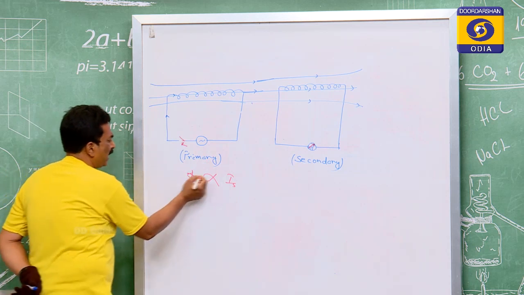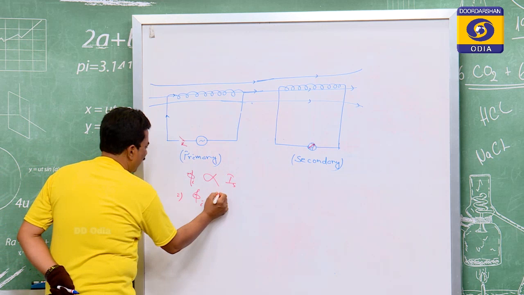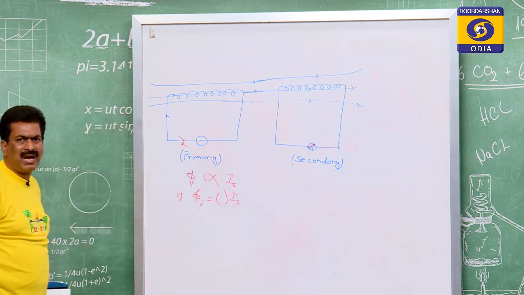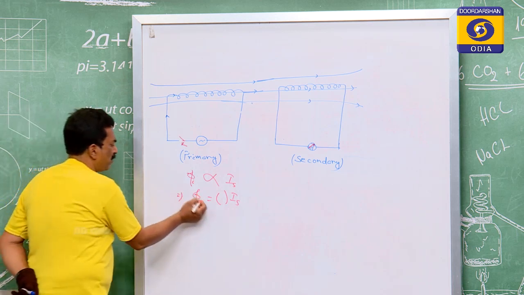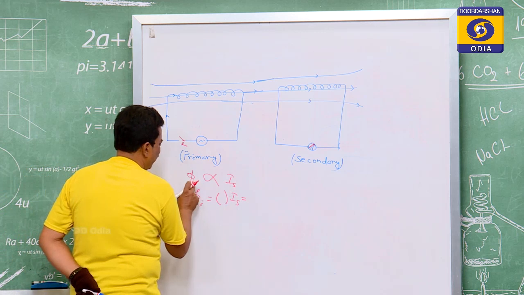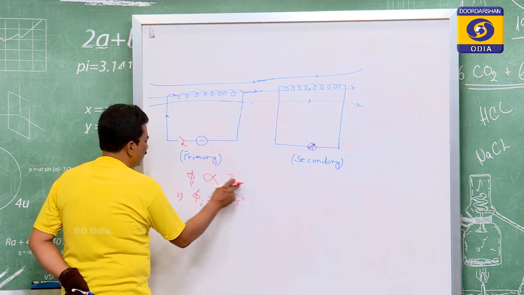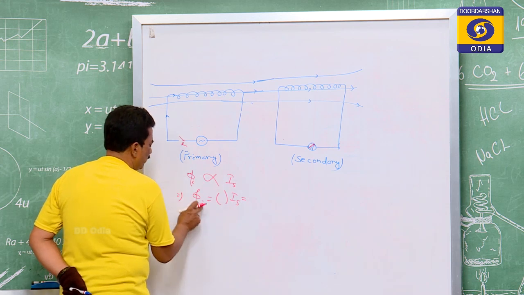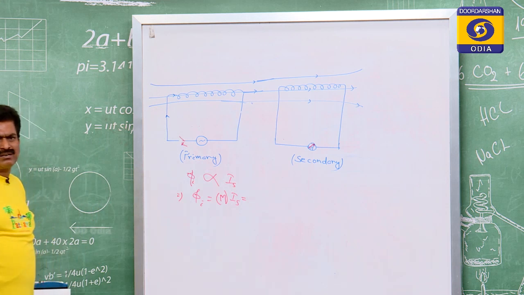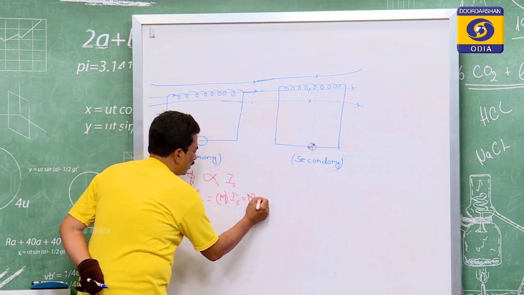So phi is proportional to I, which implies phi I is equal to some constant times I. If this is phi I, this is Is. For clarity, this is the input, this is the output, this is the primary, this is the secondary. So phi I is equal to some constant. Here that constant is taken as capital M.